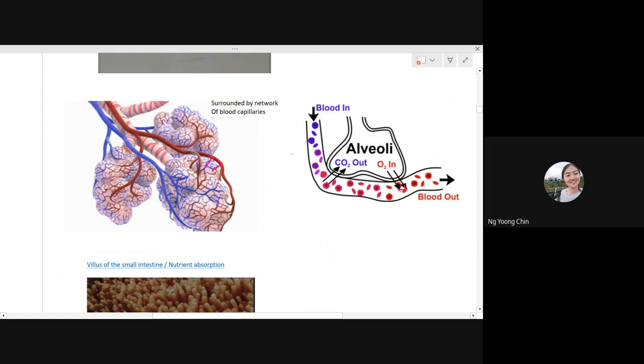Then the respiring tissues release carbon dioxide. The carbon dioxide travels by the bloodstream through the vein, then is released to the alveolus. The alveolus releases the carbon dioxide through exhalation. So one is inhalation, where we inhale oxygen, and then we exhale, just like what we are doing for now. We just don't realize it.